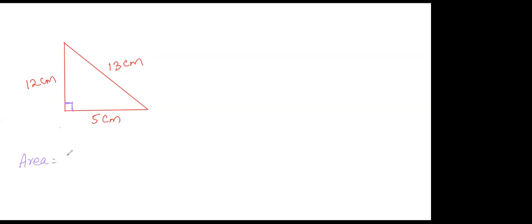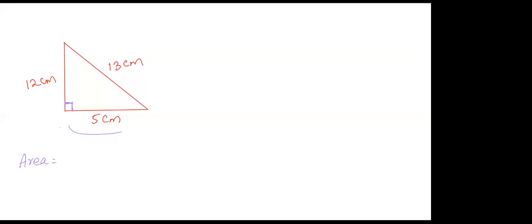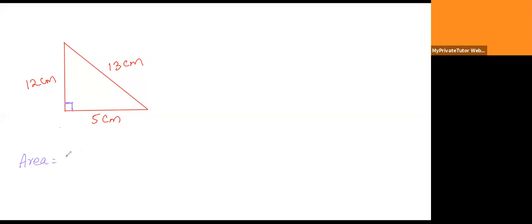90. No. Area of triangle. Area of this triangle, 30. Base into height divided by 2. That's what, right? 60 divided by 2. Very, very good, Joseph and Anna.